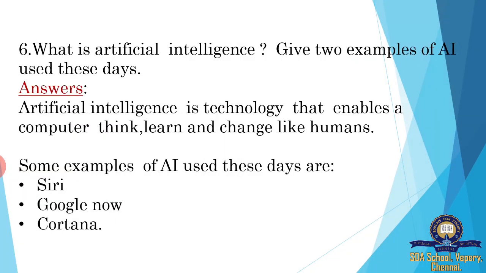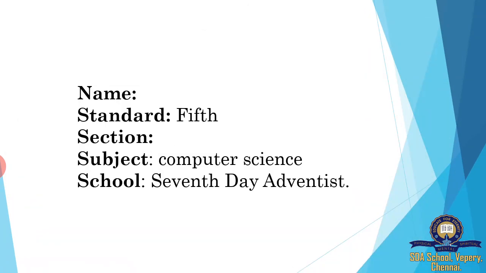Then 6th question, what is artificial intelligence? Give 2 examples of AI used these days. Okay, put a question number 6 and then write a question and then write an answer. Okay, write neatly. Okay, you have to submit your classworks in the GCR. Okay, everyone must return your first page in that like this. Okay, name, standard, section, subject and the school. It will be a must. Okay, students, thank you.